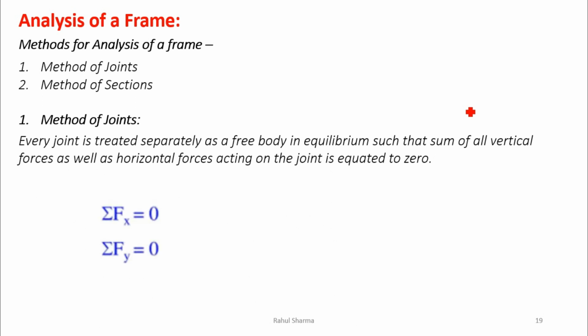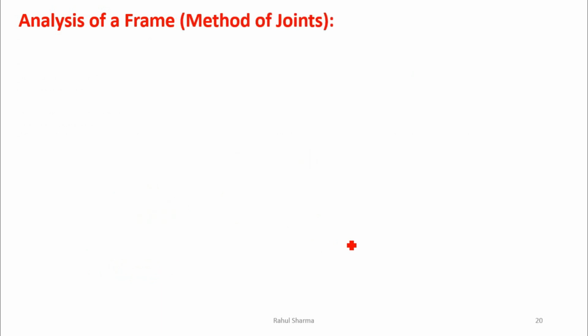It means whenever a complex structure is given, we have to take all the joints separately. If a truss has, let's say, 5 joints, we have to assume all the joints separately, and we say that all the joints are individually in equilibrium. The meaning of being in equilibrium is that all the x direction force is 0 and all the y direction force is 0. When we apply these two conditions at all the joints, we can find out the stress in each member.